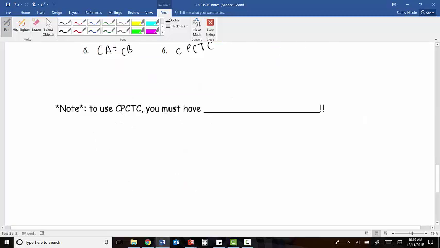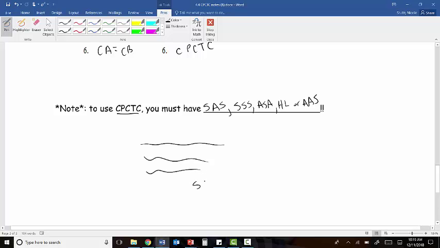The last thing I have in here is that you cannot use CPCTC unless you have used SAS, SSS, ASA, HL, or AAS. So when you're writing your proof, you have to have one of these theorems before you use CPCTC. So you always end with this. It cannot go anywhere else in the proof. That's a good rule of thumb.